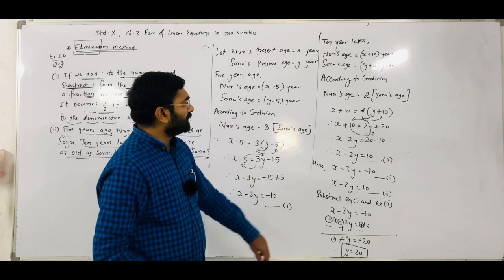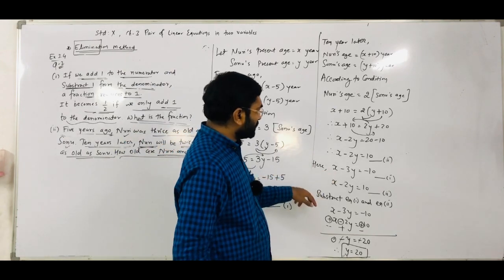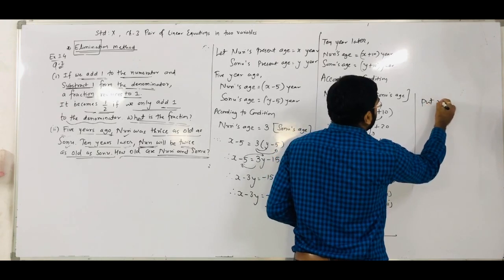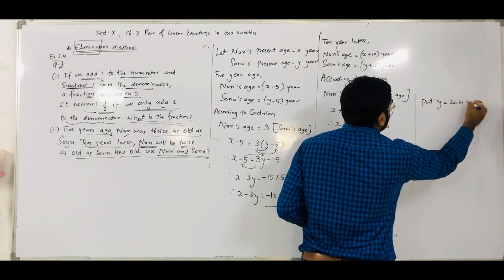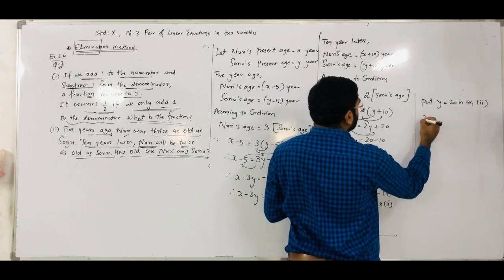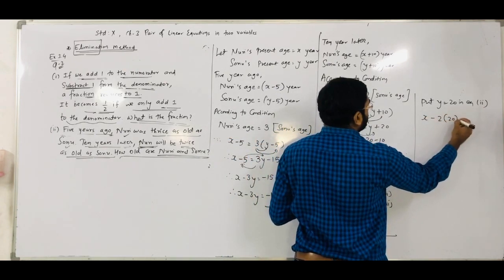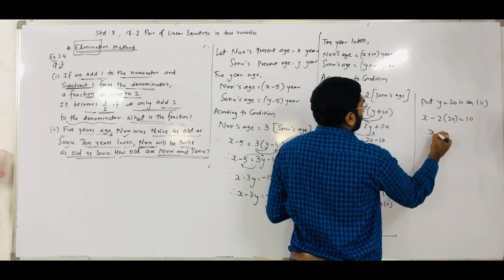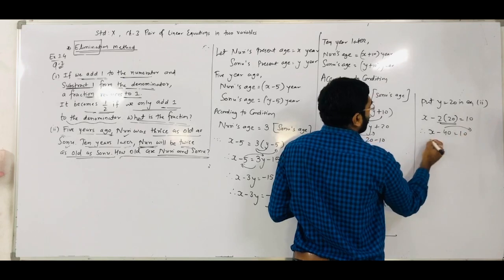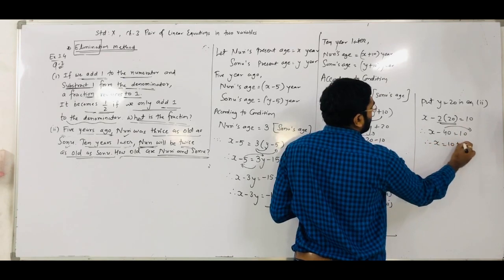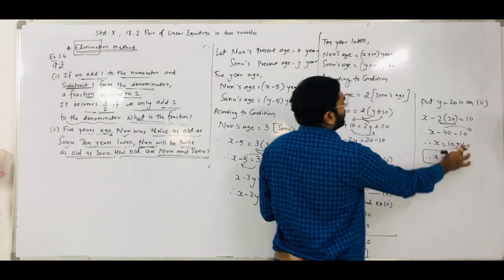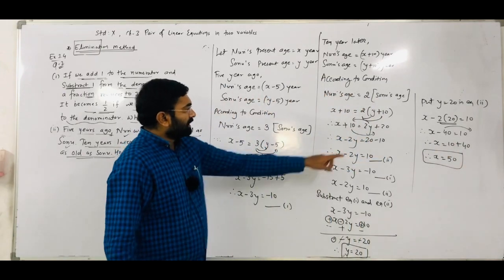Now that y is equal to 20, we have to put it in any one of the equations, right? Suppose we put it in equation number 2. Put y is equal to 20 in equation number 2. So equation number 2 is what? x minus 2y is equal to 10. So x minus 2 into the y value, which is 20, is equal to 10. So x minus 20 twos are 40 is equal to 10. Minus 40 goes to the right hand side and becomes plus 40. So we get x is equal to 50. 10 plus 40 is what? 50.